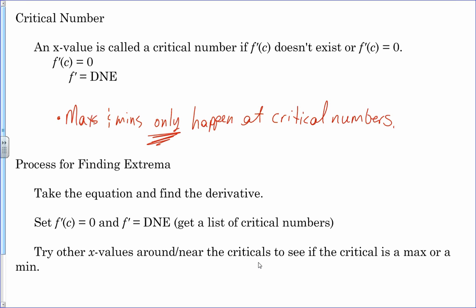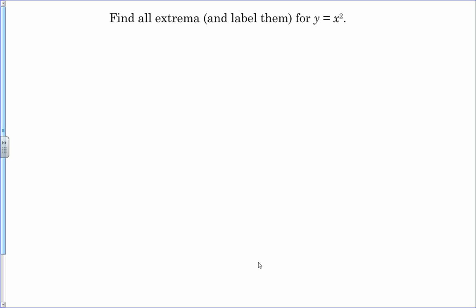What do I mean by that? I'm glad you asked. Let's find all the extrema and label them for y equals x squared. So step 1, get f prime. Let's take the derivative. We know that y prime equals 2x. All right, so we found that.